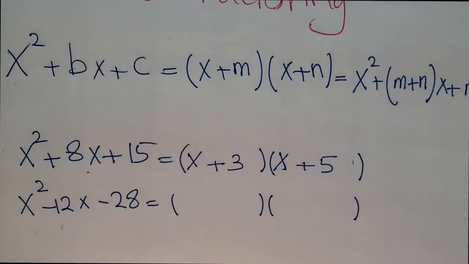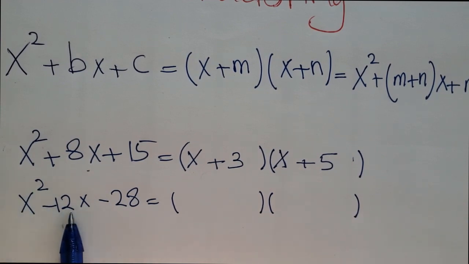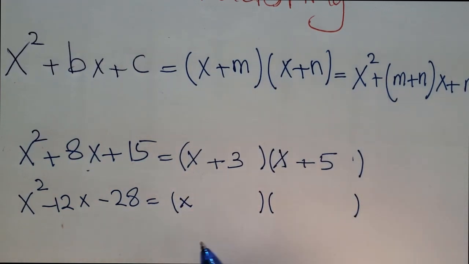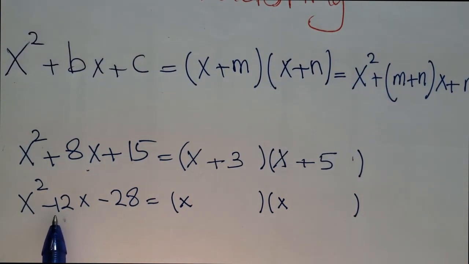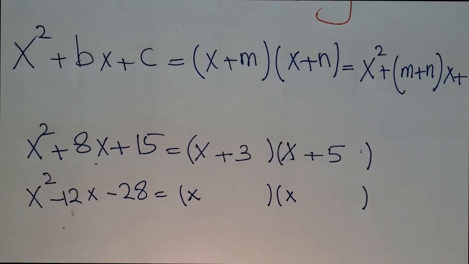Okay, let's do another example. This example is x to the power 2 minus 12x minus 28. I can make it into the product of two binomials, but here I need two numbers which, if they're added, make negative 12, and if they are multiplied, make negative 28. Let's work it out together. If I want to get 28, one combination would be 4 and 7, but that doesn't work because they cannot add up to 12.